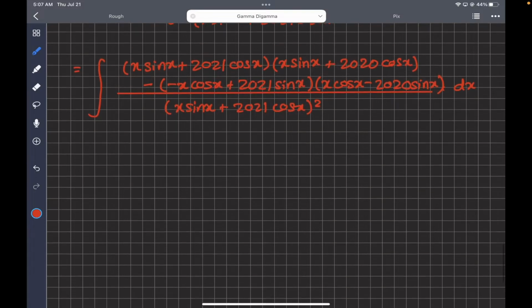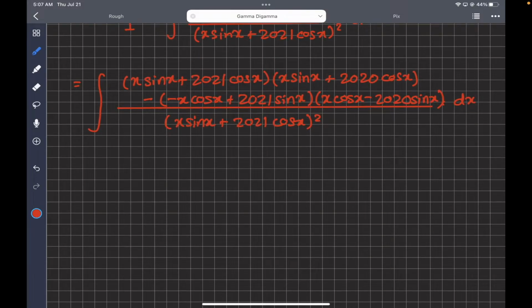What that gives us, well, first of all, let me just label a few things here. I'm going to label f of x to be basically the bit in the denominator. So x sine x plus 2021 cosine x, and g of x is the other guy. So it's minus x cosine x plus 2021 sine x.